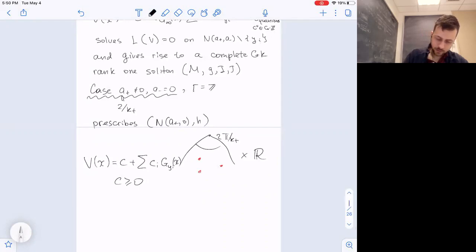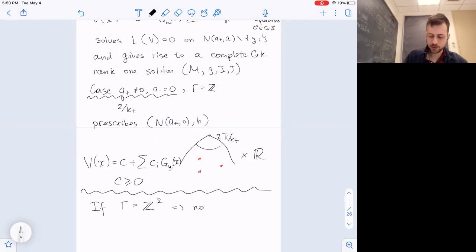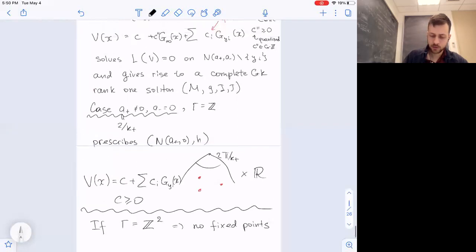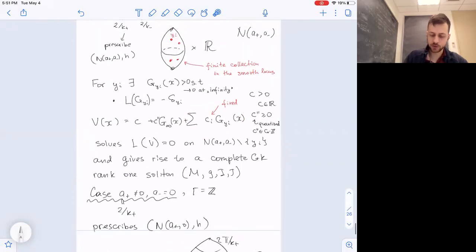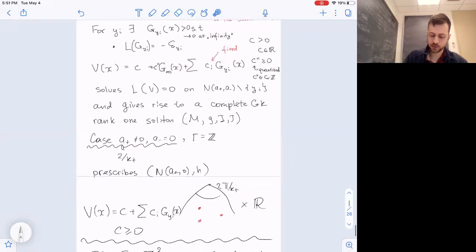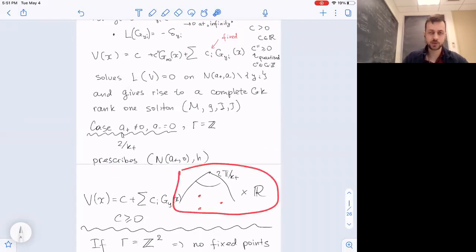Equals C. So now if gamma equals Z squared, then no fixed points. You're not allowed to take any fixed points. So basically, you don't have this term, and you don't have this term, and you need to take the quotient of this orbifold or this orbifold by Z, by translations in Z.